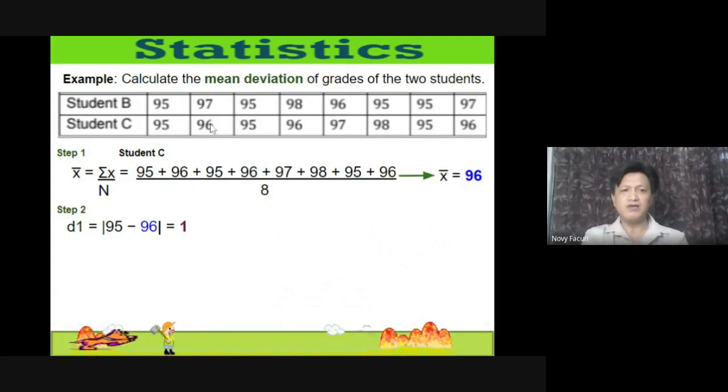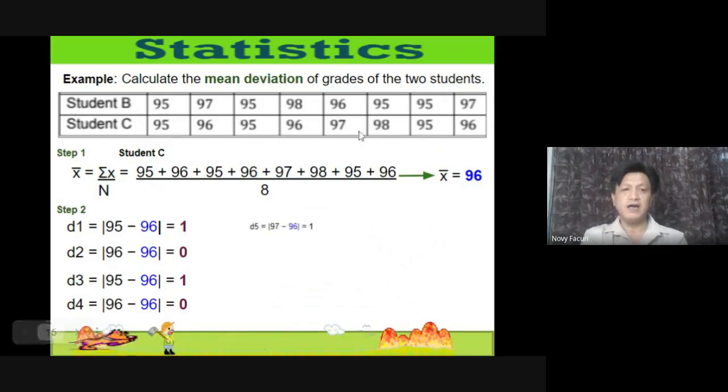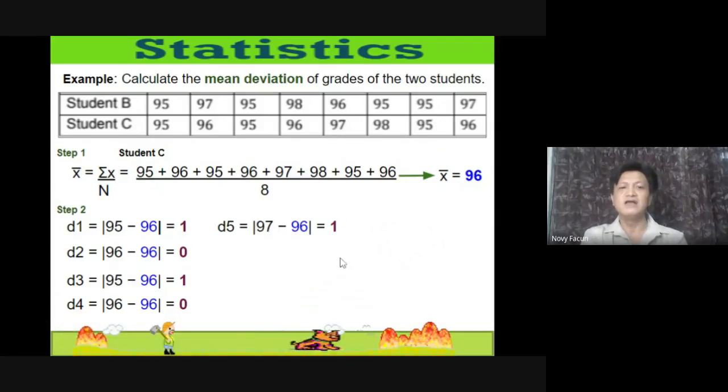And this of 2 naman, ito yan, 96 minus 96, 0 yun. And 95 minus 96, okay, that is positive 1 pa rin. Kasi always positive yung ating absolute value. And this of 4 naman, this is 96 minus 96, 0 yung absolute value dyan. Okay, and this of 5, that is 97, ito yon minus 96, that is 1.